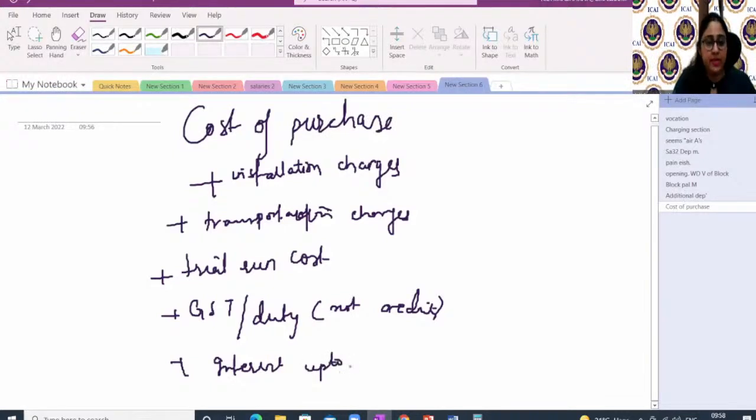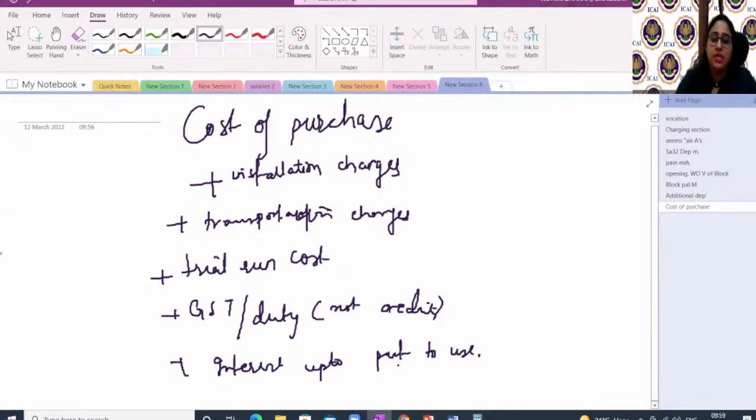Plus, if I have taken any loan, so interest on that loan up to the date the asset is put to use should also be capitalized. Uske baad ka interest is my revenue expenditure, but till the time the asset is put to use, any interest on the loan taken for that purchase of machinery is capitalized. This is what we do in accounts also, correct?